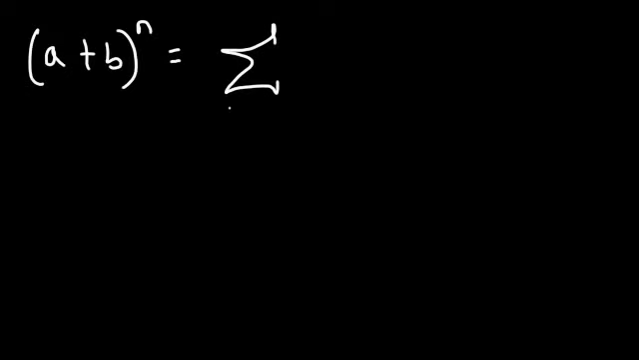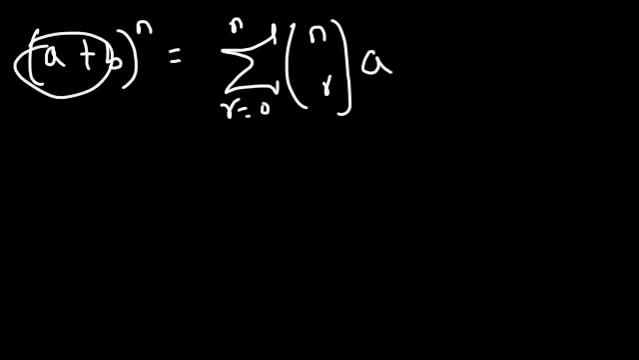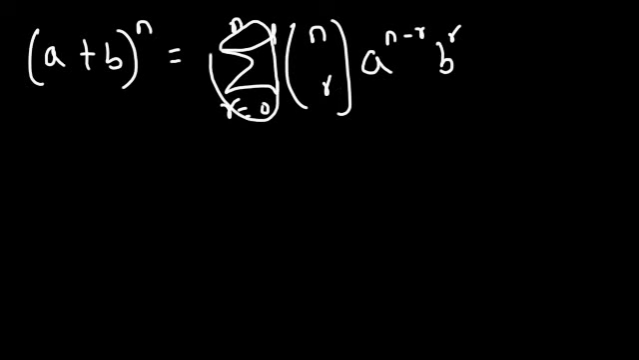It says that for any binomial expansion, (a + b) to the power of n, where n can be any number this time around, it can be a negative number, a fraction, or a whole number, the expansion would be equal to the summation from r equals 0 all the way to n of n choose r, also called n combination r, multiplied by the first term within the parentheses, which is a in this case, raised to the power of n minus r, then multiplied by the last term, b, raised to the power of r.